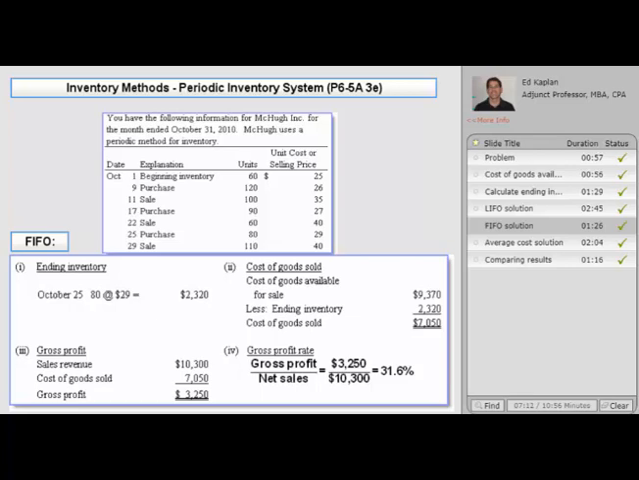Then when we take $7,050 and subtract it from sales revenue, this is in part 3, we are able to calculate a gross profit of $3,250. And then in part 4, take the $3,250 divided by the sales revenue or net sales of $10,300, and we come up with a gross profit rate of 31.6%.